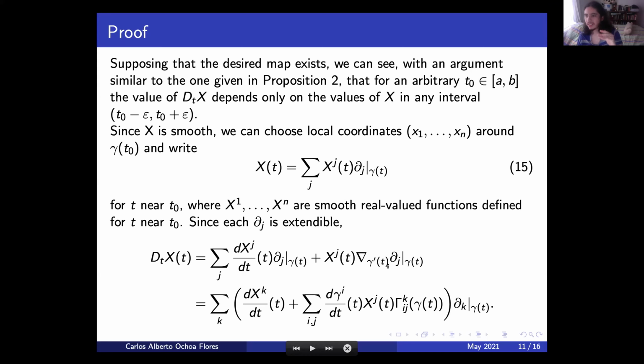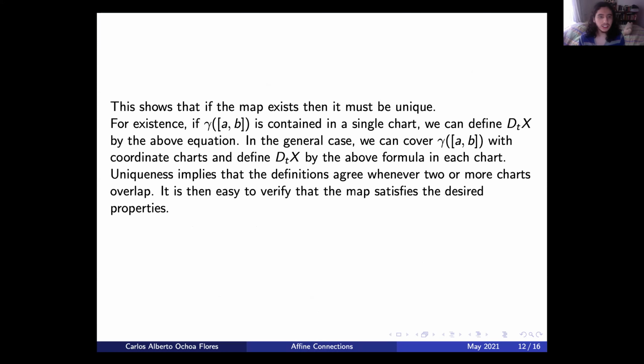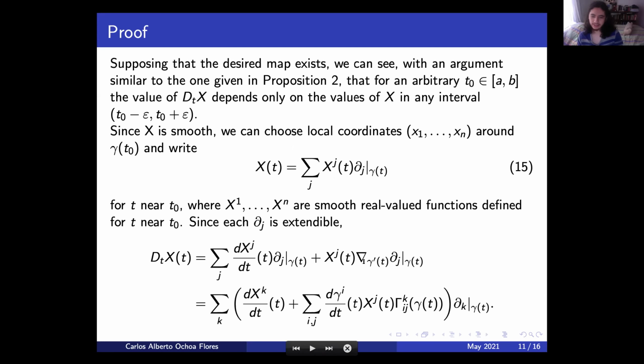So gamma prime is simply differentiating each of the, I mean, gamma prime in local coordinates is gamma in local coordinates. You look at gamma in local coordinates and then you differentiate with respect to time, and that's gamma prime. Okay, and we use that to arrive at this. And then since we have a fixed connection, that means that we have fixed Christoffel symbols. And so if the map exists, it should be unique because it is determined by this expression, at least at a particular chart, right? At a particular open neighborhood that is covered by a chart.